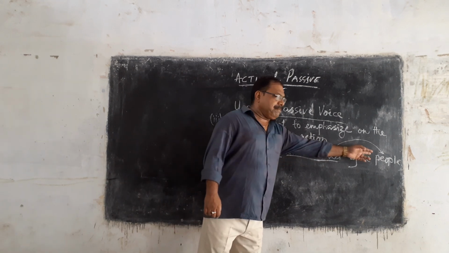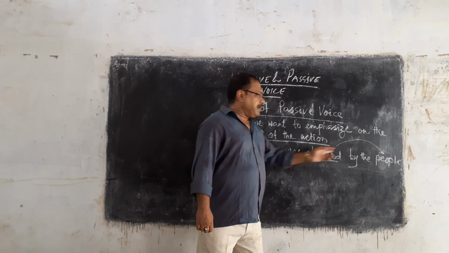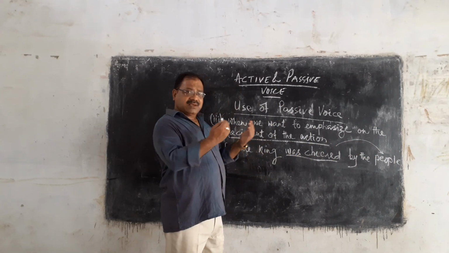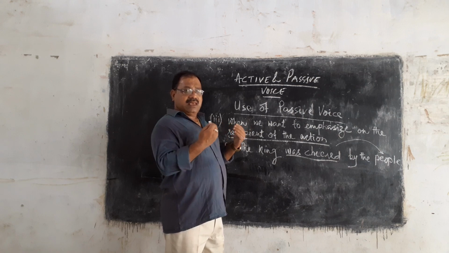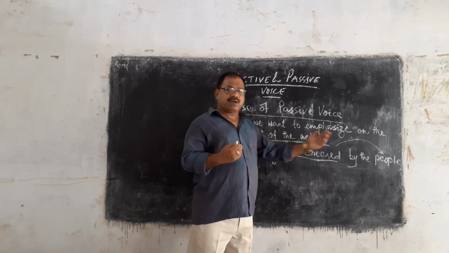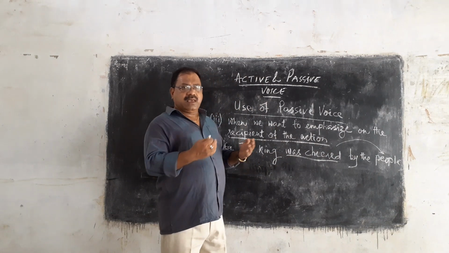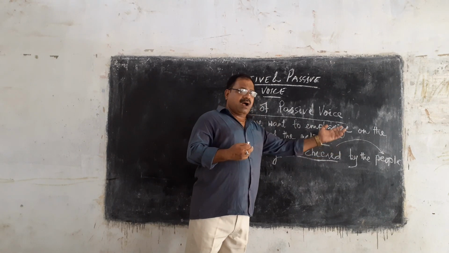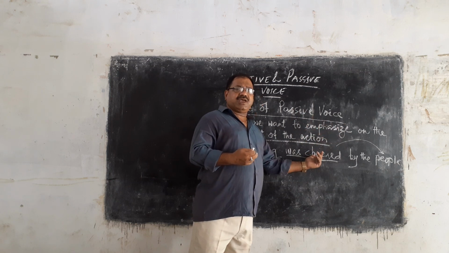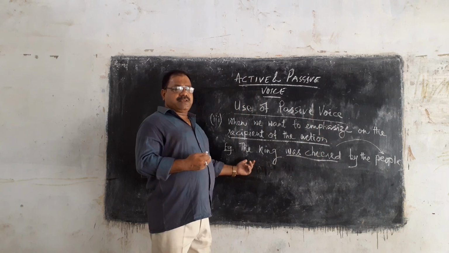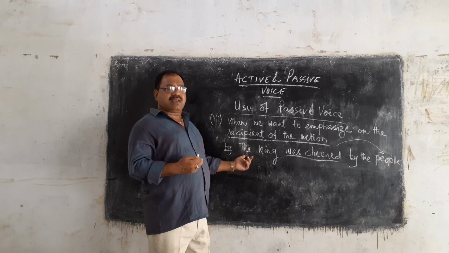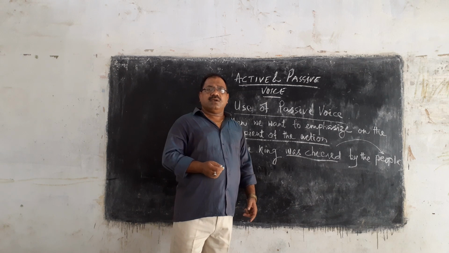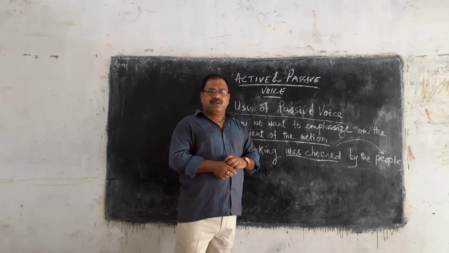From whom? The people. The people were cheering. Cheering to whom? The king. And the king is receiving. He is the recipient of the action on the part of the people. He was the recipient. We are giving more emphasis on the king. In this case, we use the passive voice.